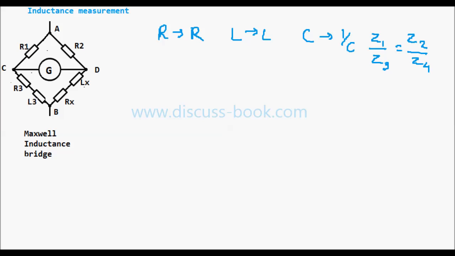Here you have R1, R3, L3, Rx, Lx and R2. This is for measuring the inductance Lx, and Rx is the resistance of the inductance. This is not a pure inductor, it has some value of resistance. In order to measure the Rx value, write the equation R1 divided by R3 is equal to R2 divided by Rx, because I consider Z is equal to R.